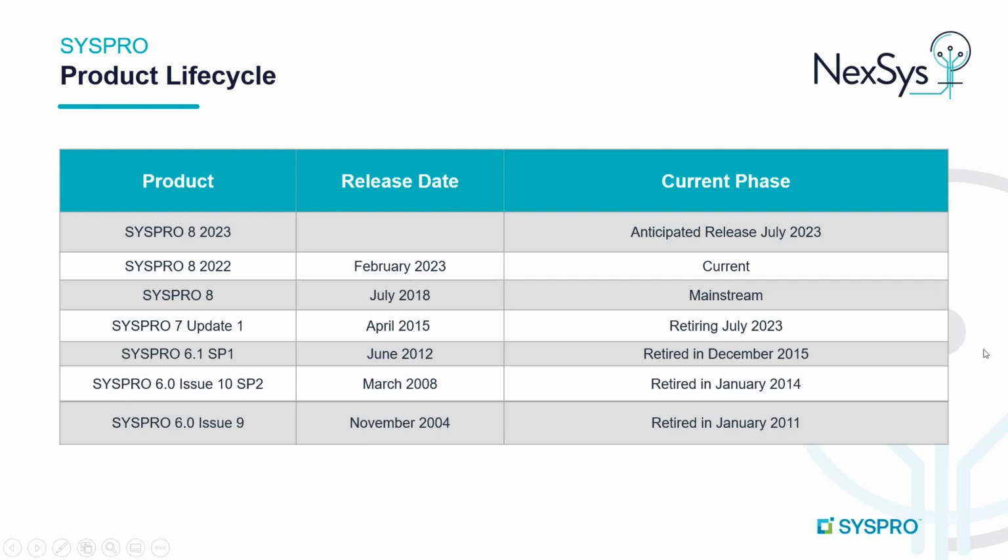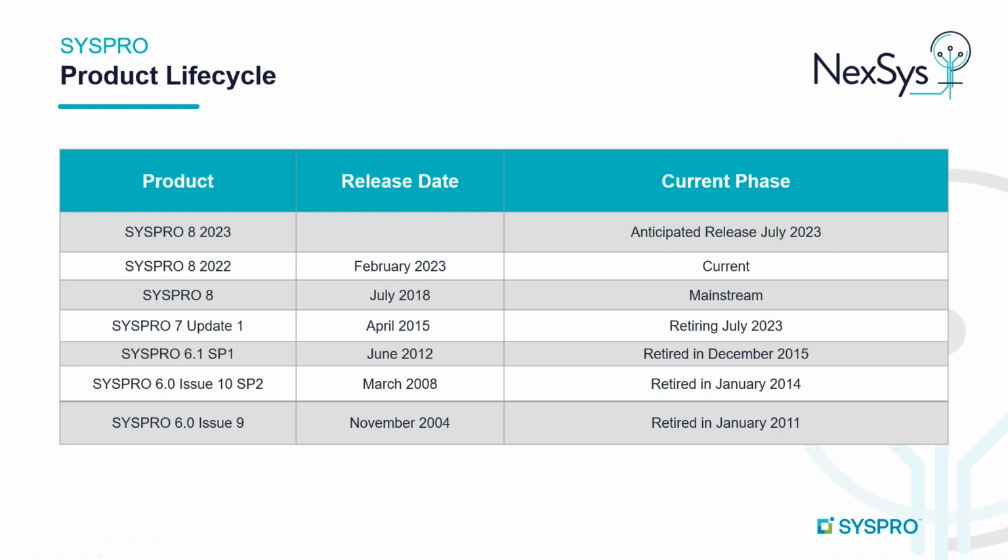I'm not going to get too far into the history, but SYSPRO is an ERP system that's been growing for well over 40 years. And just to cover and perhaps see a copy of where you're currently sitting at, gives you a sense of SYSPRO 6 issue 9, one of the older releases, not necessarily the oldest one, is almost 20 years old when it was released, but it is being retired for just over 10 years. Now, most of you will probably be sitting either on SYSPRO 7 Update 1, that's just under 10 years old.